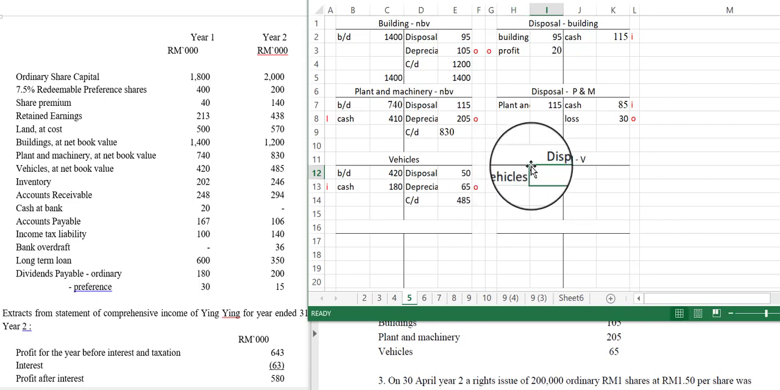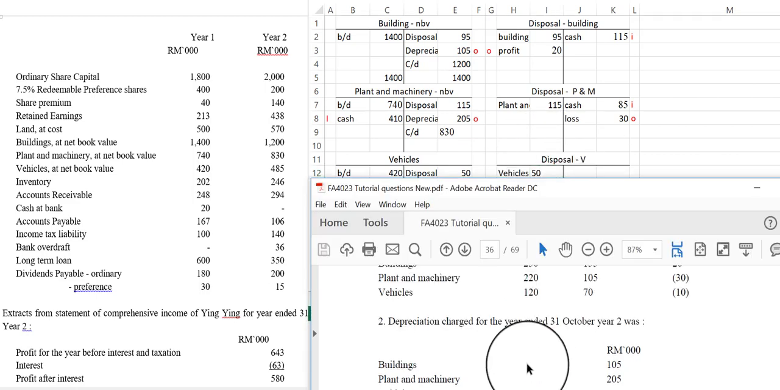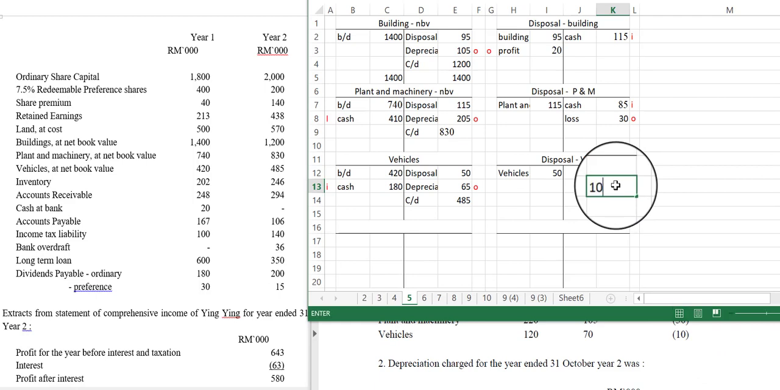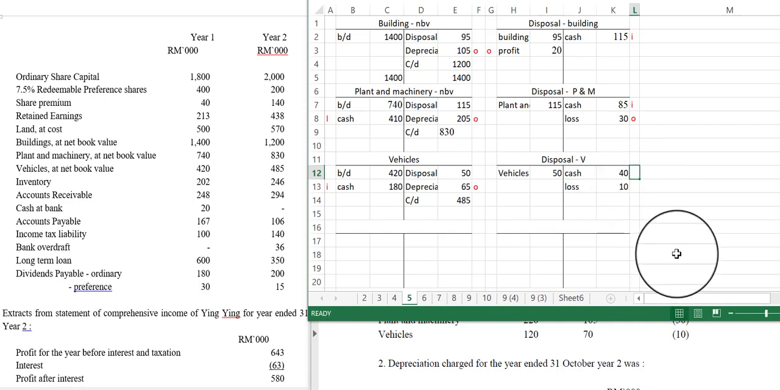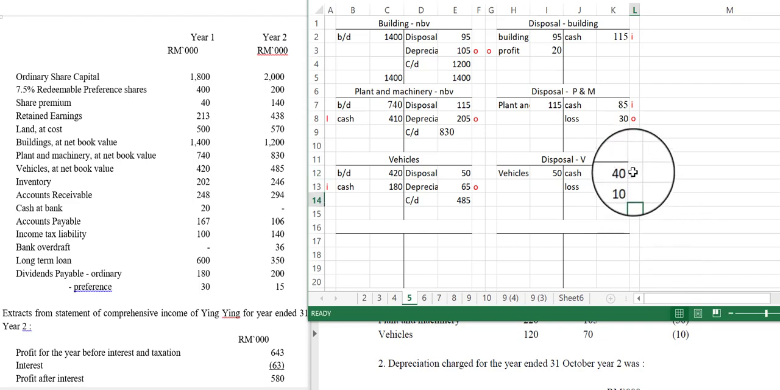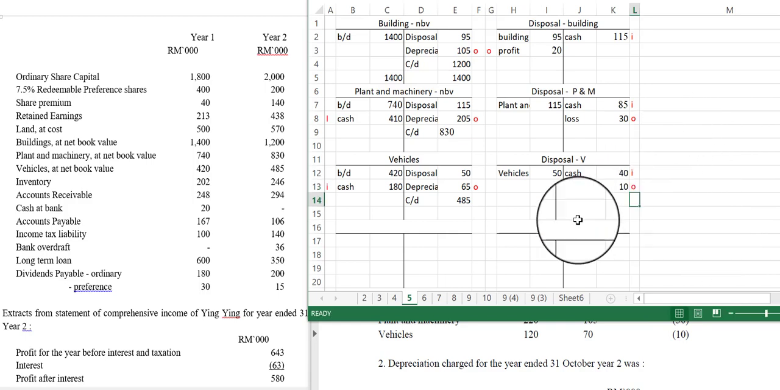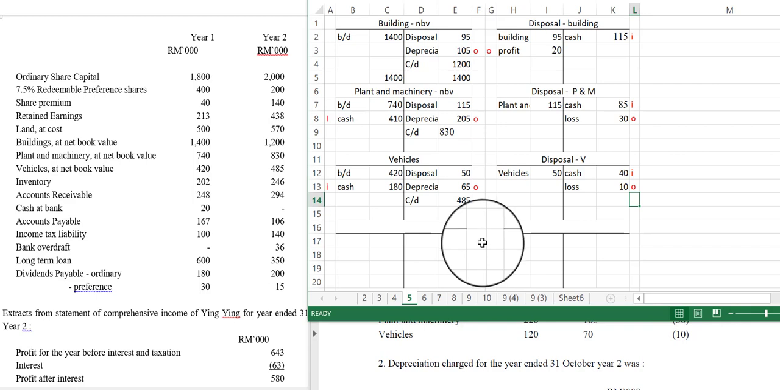Okay, so here you have a vehicles, the cost is 50. According to the questions, you are making a loss. So you'll be on credit side loss here, and the cash should be the balance 40. Okay, so this will be your investment, because investment income, because you're selling, you get back your cash. And loss, this will have to previously minus from your income statement, now you have to add back to your income statement. Okay, because it's a non-cash item.